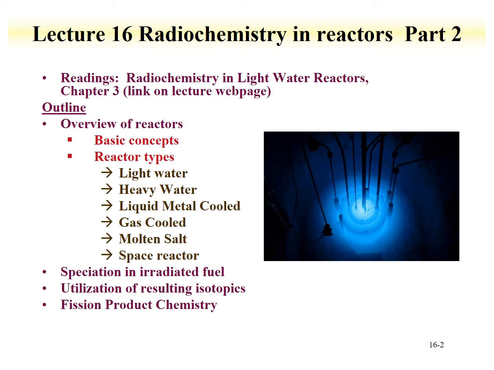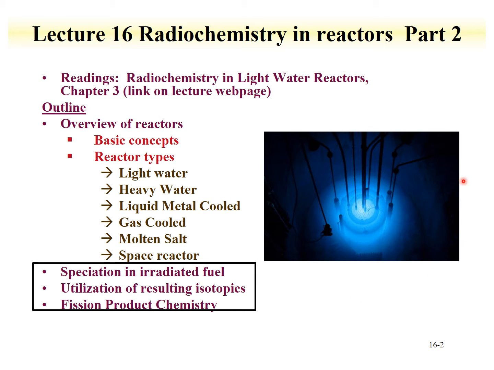In part one, we described some basic concepts of nuclear reactors and went over a little bit of detail about the different types of reactors. In part two, we're going to talk about the speciation of isotopes within irradiated fuel, how information on isotopes can be used to describe behavior of reactors, and then we're going to describe some overview of fission product chemistry.